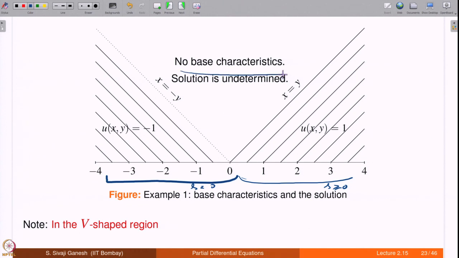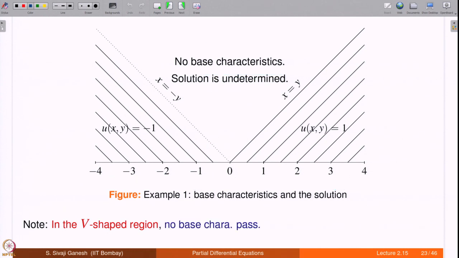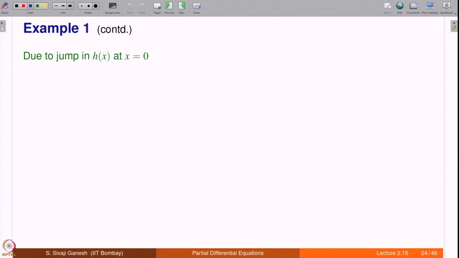In this region there are no base characteristic curves, so no information is being passed from the initial data, that is gamma, into this V shaped region. Dotted means this line is not included, because h of x was minus 1 if x is less than 0, that is the reason why this line is not included. So, in the V shaped region no base characteristics pass, therefore no information on the solution from the x axis reaches there via base characteristic curves.